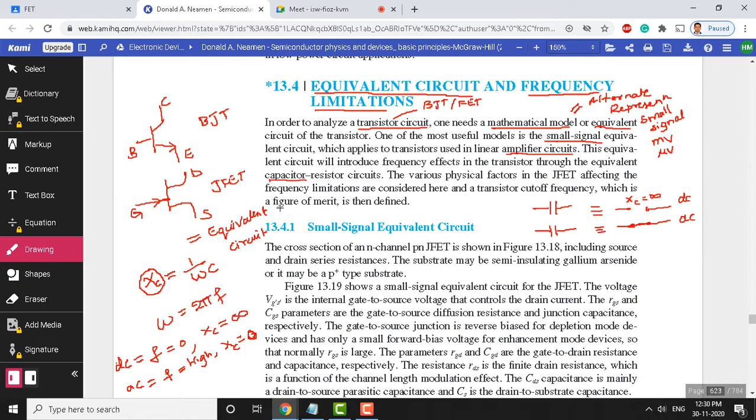Figure of merit is nothing but the cutoff frequency of the JFET, the transistor cutoff frequency. As I told you, this device cannot pass all frequencies. If you apply an AC signal between gate and source for the JFET, you will not get all frequencies at the output between the drain and source. You will get to know for what frequency this JFET passes from input side to output without any attenuation or loss in signal strength.